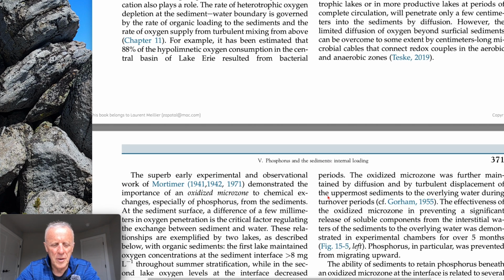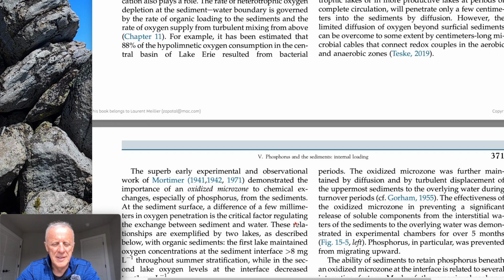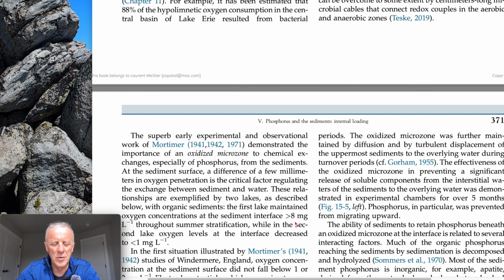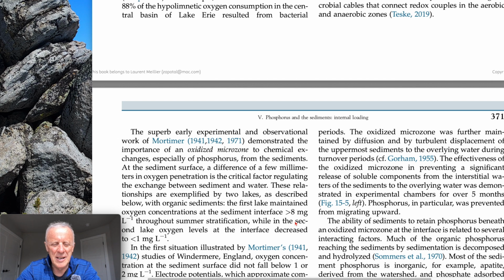The superb early experimental and observational work of Mortimer demonstrated the importance of an oxidized macrozone to chemical exchanges, especially of phosphorus from the sediments. At the sediment surface, a difference of a few millimeters in oxygen penetration is the critical factor regulating the exchange between sediment and water. These relationships are exemplified by two lakes, as described below.